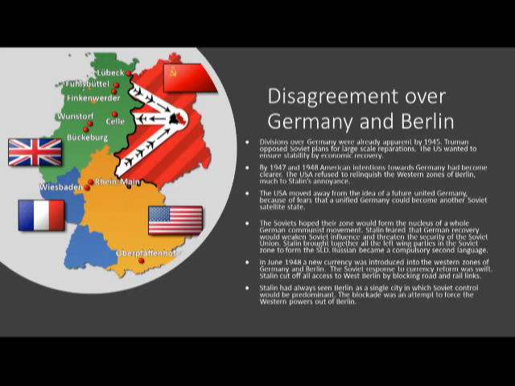In 1948, as you should know, via the Marshall Plan, a new currency was introduced not just into the western zones of Germany, but also into the western zones of Berlin, which prompted Stalin to try to force the Western powers out of Berlin completely with the blockade.